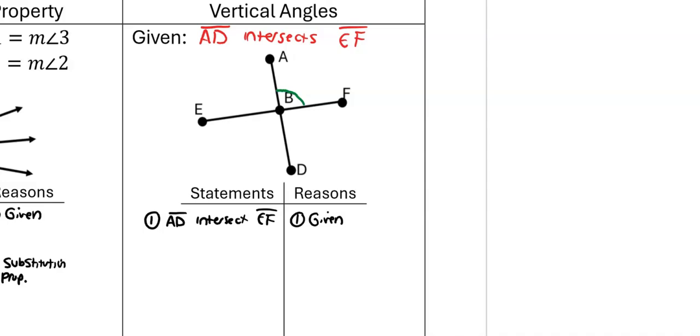We can see here that angle ABF and angle EBD are considered vertical angles. So one statement that I could write that would be true is that angle ABF is congruent to angle EBD. What allows me to say that is, once again, the definition of a vertical angle.